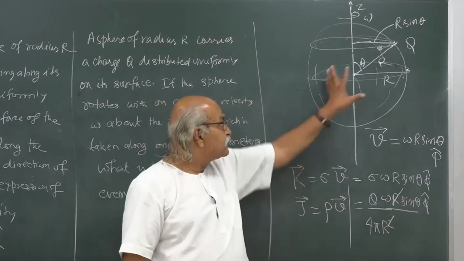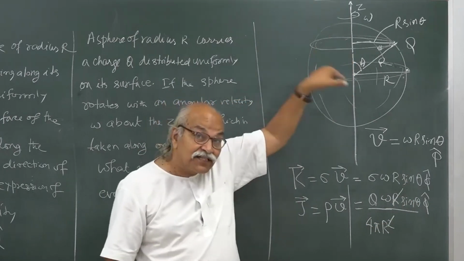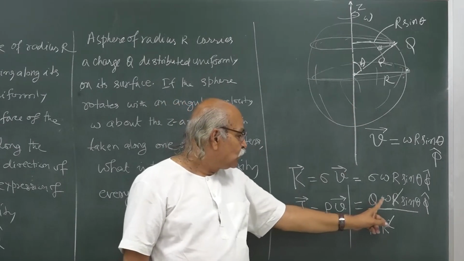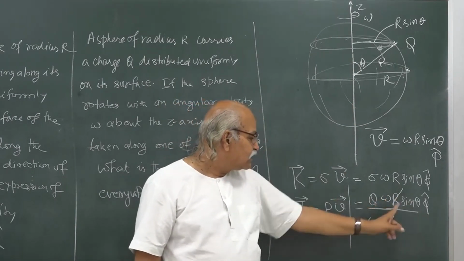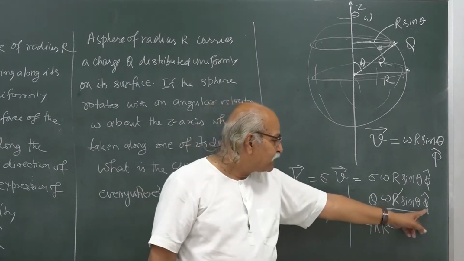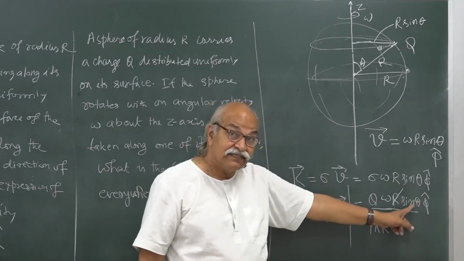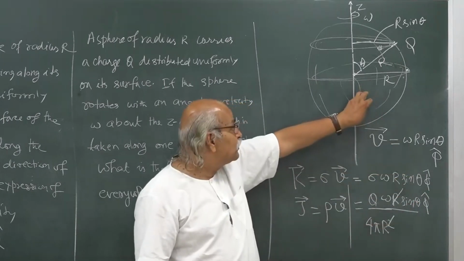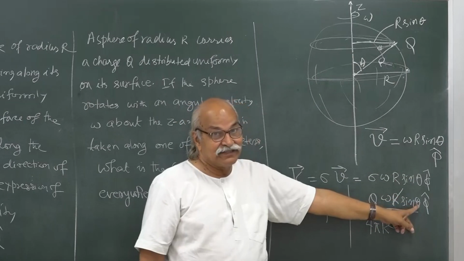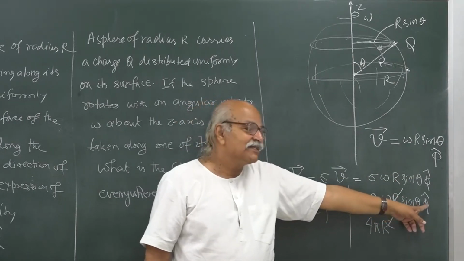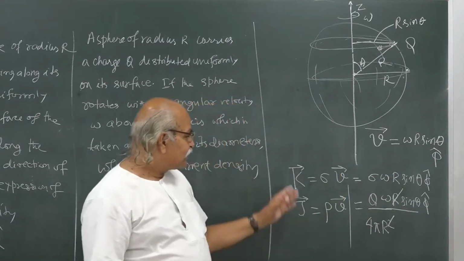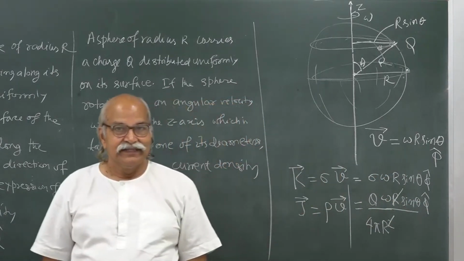The current density at the surface of this sphere is Q omega sin theta divided by 4 pi capital R, and then phi cap. This theta is variable, so at different points you have different current densities. Magnitude and direction also change, phi cap being tangent to that velocity. So, that is the current density.